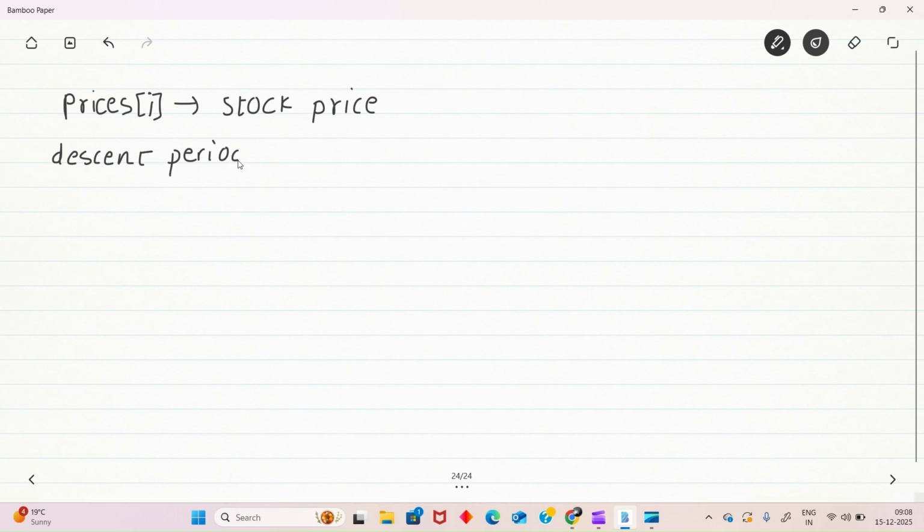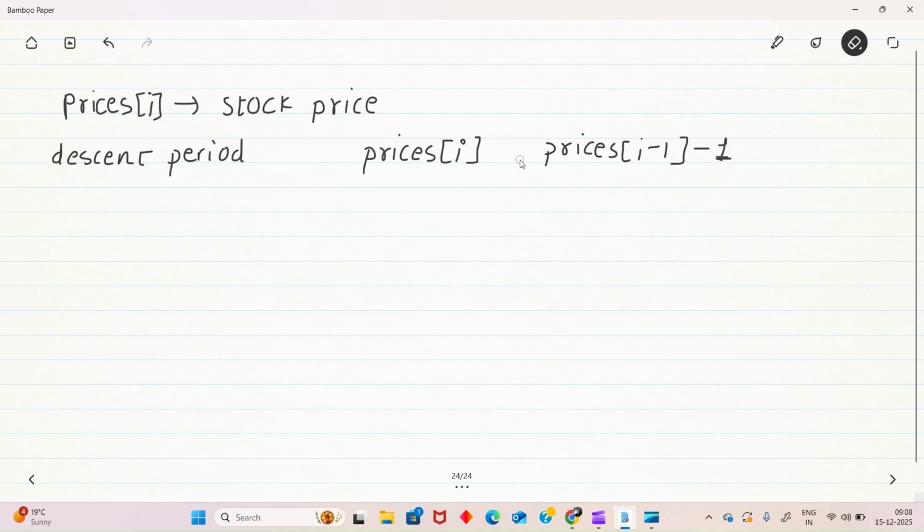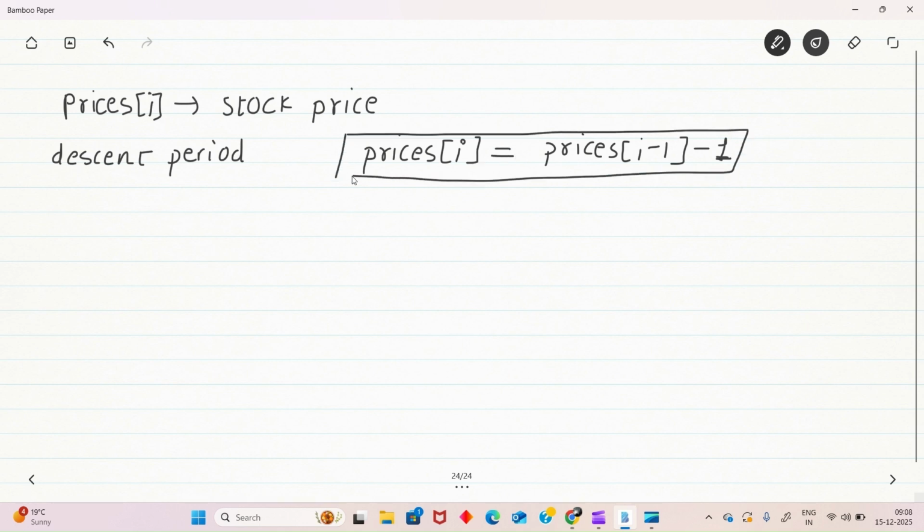This descent period will be what? Prices of i, the current, should be less than prices of i minus 1. But what is also told is that it should be exactly 1. So prices of i minus 1, the previous one, minus 1 should be equal to prices of i. So this is the condition which is given in our question.